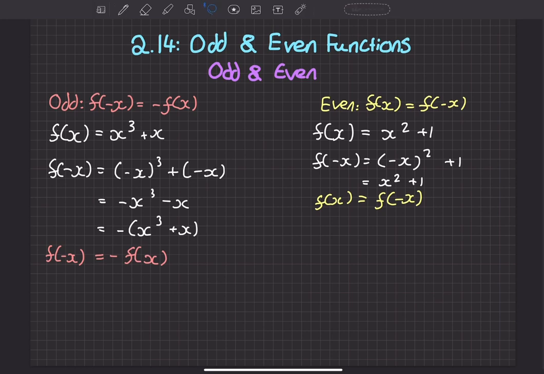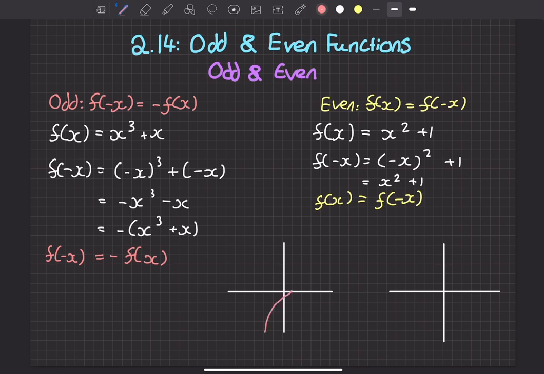And some things that all odd and even functions have in common is that when you graph them, an odd function will always be symmetrical along the x-axis. So if you take this side here and you bring it down, it's going to be symmetrical to this, right? And the same thing with even functions, but along the y-axis instead. So if you have this here and you bring it over, it's going to be symmetrical. Okay, so these are your odd and even functions.